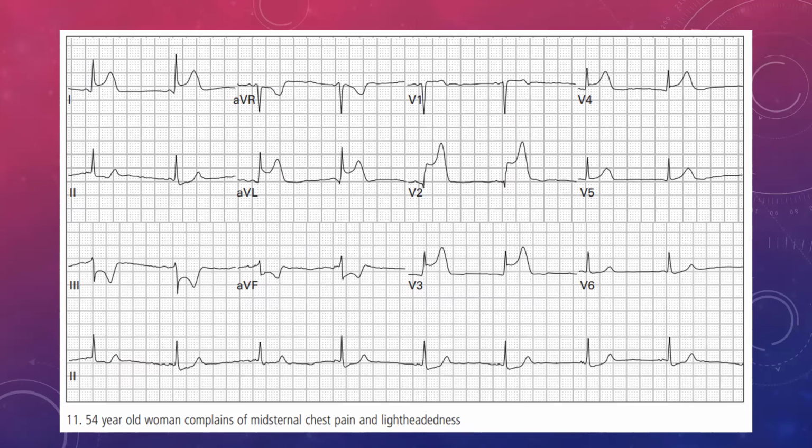All right. So mid-sternal chest pain, you immediately would go to something cardiac. So whether it be an MI, whether it be an anginal episode, or whether it be an aortic dissection, something like that, then a pulmonary embolism, those would be the types of things that you would think about.